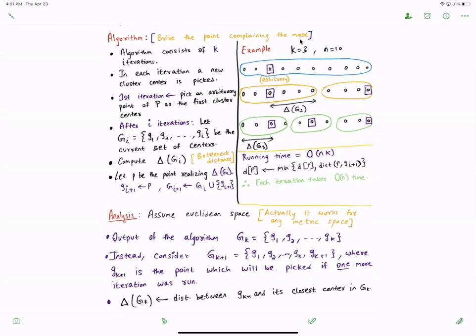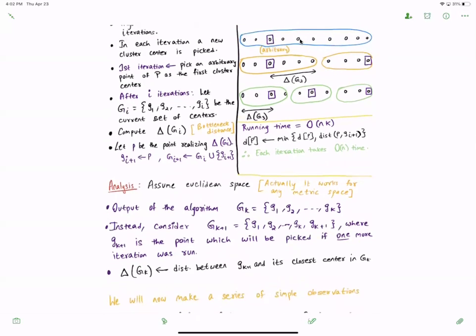Now, if you still remember the definition of delta of Gk, which is the bottleneck distance, when the algorithm terminated, delta of Gk is nothing but the distance between g(k+1) and its closest center in Gk, right? So g(k+1) was the point complaining the most, and its distance from its closest center is delta of Gk. That's the definition of bottleneck distance. So keep this in mind, delta of Gk. It's going to come up going forward.